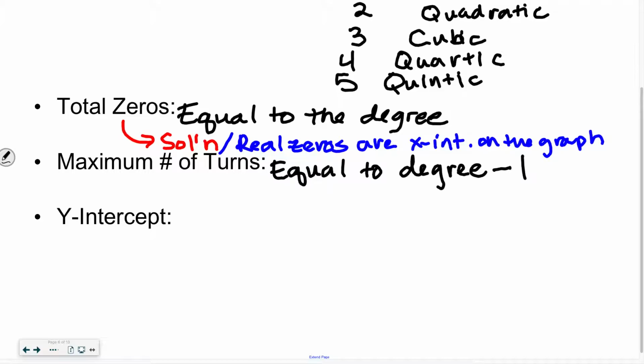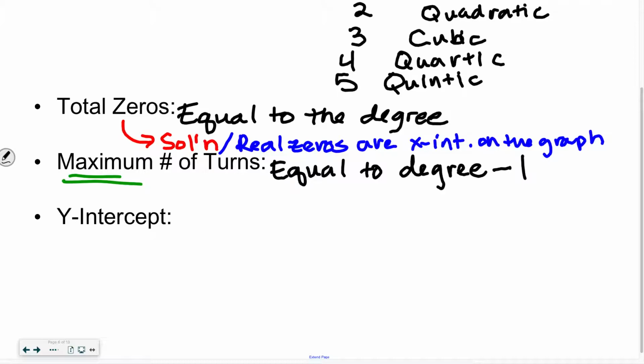Think about a linear function. What's the degree of a linear function? 1. What's the shape of a linear function? A line. How many times does a line turn? 0, never. So a cubic would have 2 turns? A cubic could have 2 turns. So the key word here is maximum. It could turn twice, but it doesn't have to turn twice.